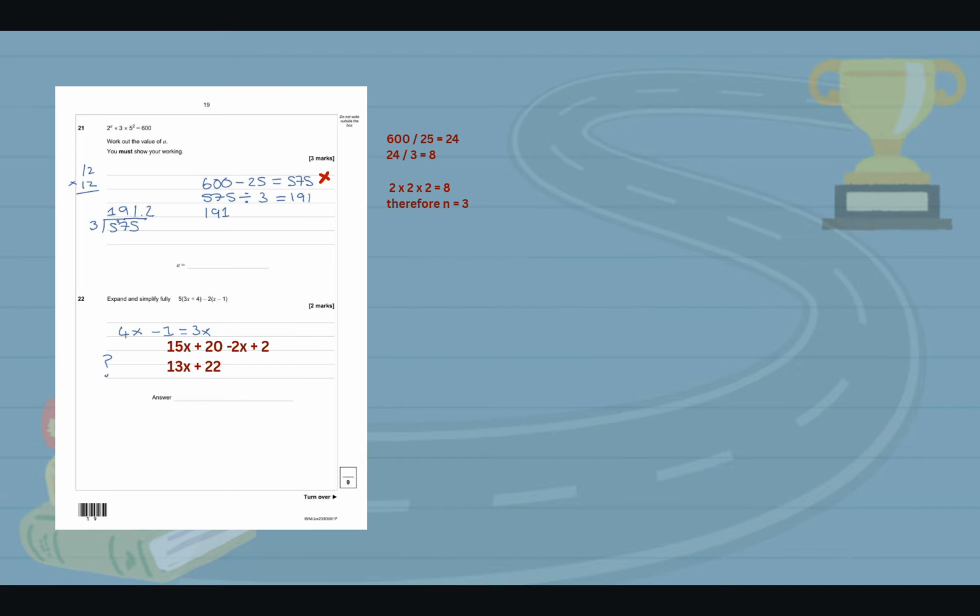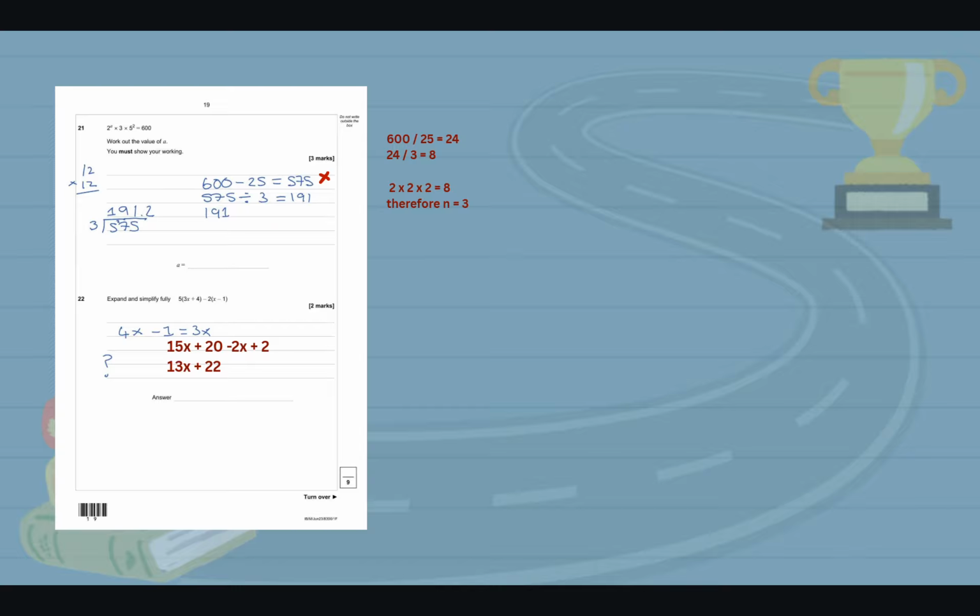Question 21 said 2 to the power of a times 3 times 5 squared equals 600, and you had to work out the value of a and show your working. The working out here is shown on the right hand side. So you'd have to do 600 divided by 25, as 5 squared is 25, to get 24. And 24 is equal to 2 to the power of a times 3. So then, to cancel that out, you would do 24 divided by 3 equals 8. And that means 2 to the power of a equals 8. Then you'd work out 2 times 2 times 2 equals 8. Therefore, a is 3, as 2 cubed equals 8.